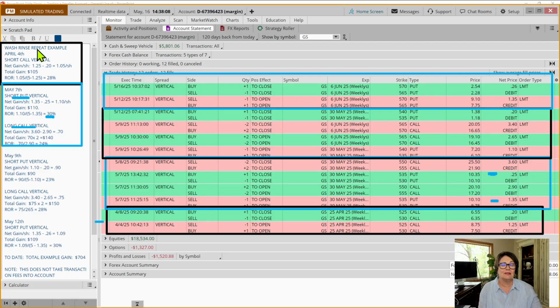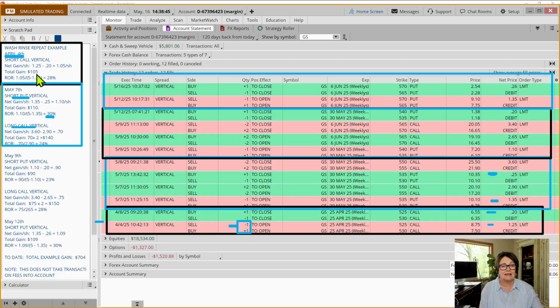If we look at these, the first one was on the 4th, and that was our bearish to neutral trade where we got in for $1.25. We were paid $1.25 to get in. We took our risk off the table by buying it back when it was worth 20 cents. So you'll see the $1.25 minus the 20 cents, which means we had a net gain of $1.05 a share. We did one contract, which we can see here, and so our total gain was $105.